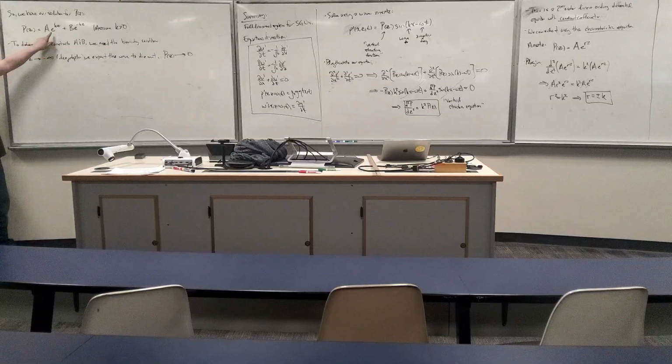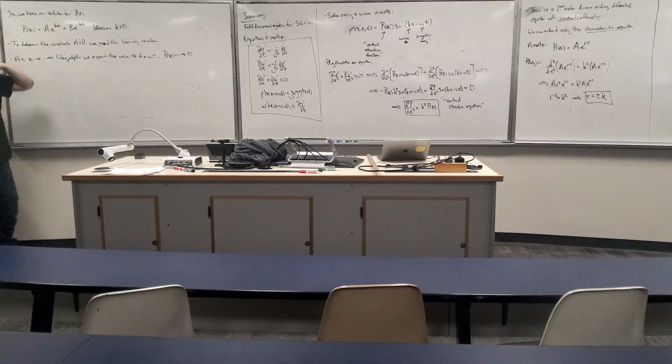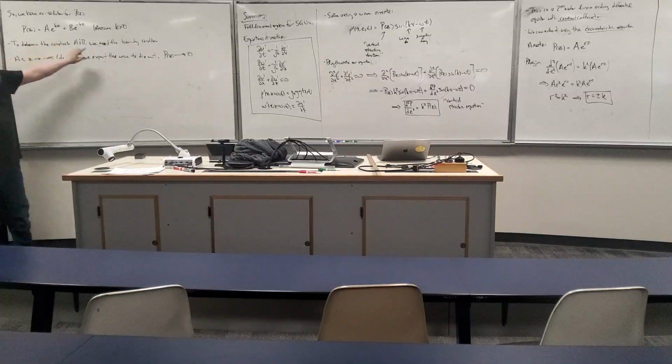Does anyone have an idea? So if k is a positive number and we're taking z to negative infinity, what happens to this term? It goes to 0, because you get e to the minus 1,000, some really, really small number. So this term's okay. As you go to negative infinity, that term dies out, which is what we expect.